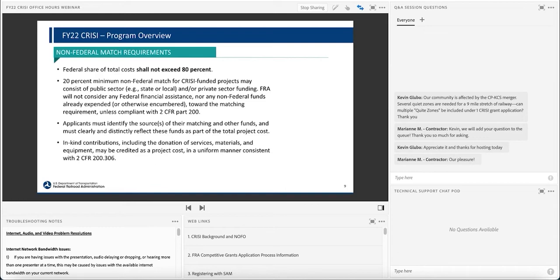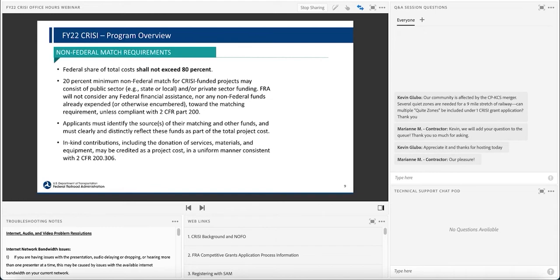Applicants must identify the source or sources of their matching funds and other contributions toward the project costs, and clearly and distinctly reflect those funds as part of the total project costs. And then in-kind contributions, including donation of services, materials, and equipment, may be credited as project costs in a uniform manner consistent with 2 CFR 200.306.